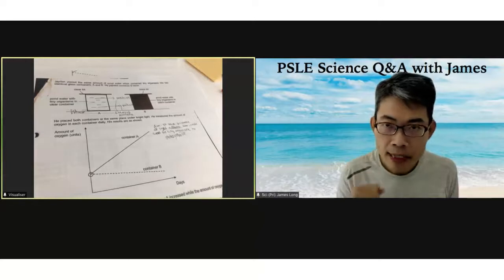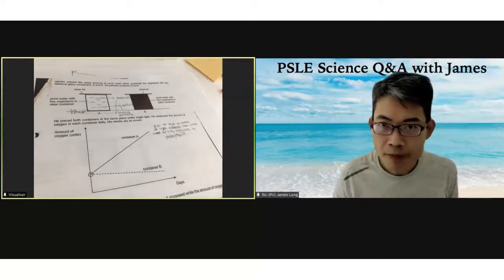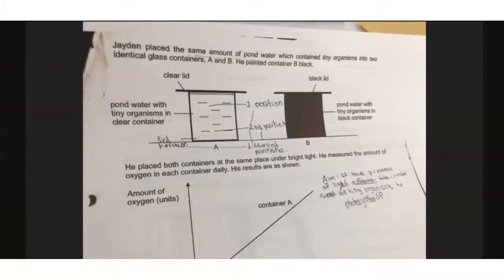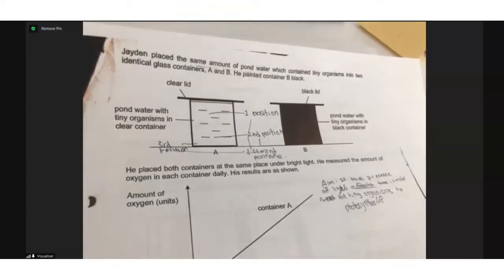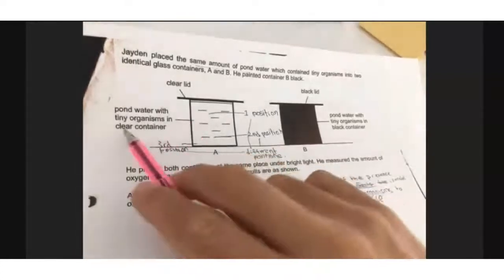Okay, so let's finish this properly. Jaden placed the same amount of pond water, which contained tiny organisms, into 2 identical glass containers A and B. He painted container B black. So here we have pond water with tiny organisms in a clear container, and pond water with tiny organisms in a black container.